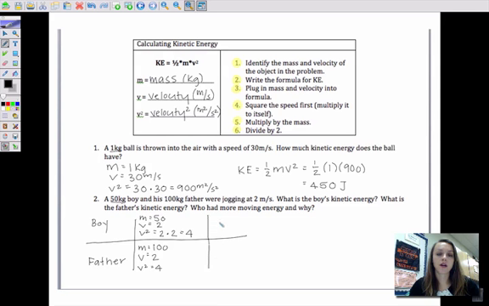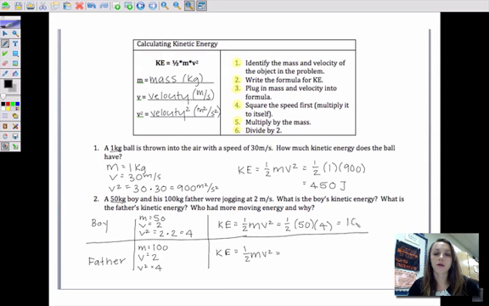Now that we've done our variable chart, we're going to plug it into our kinetic energy formula. So 1/2 times mass times v squared. We're going to do the same thing for the father. Let's focus on the boy for right now. It's going to be 1/2 times 50 times 4, because that's our v squared. If I plug it into my calculator, I'll get 100 joules.